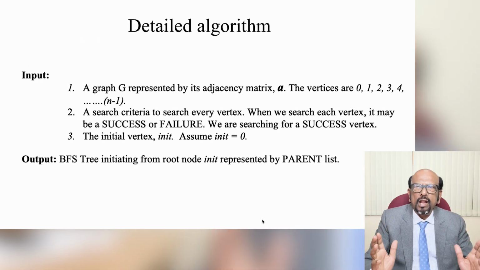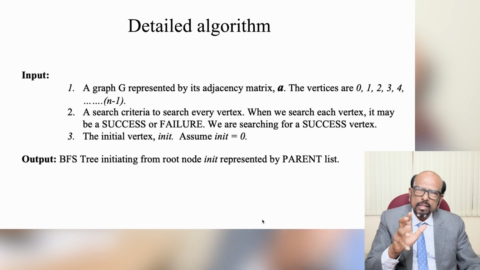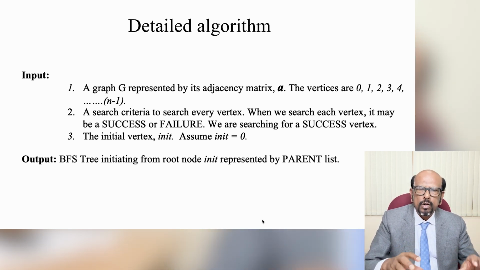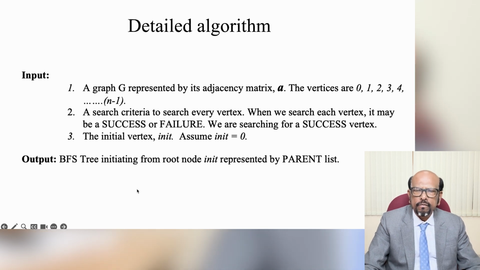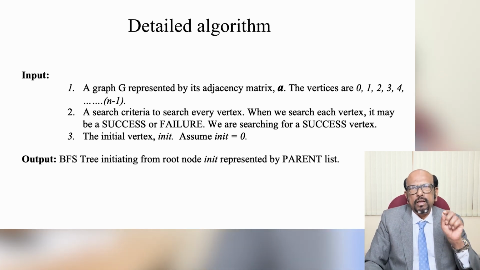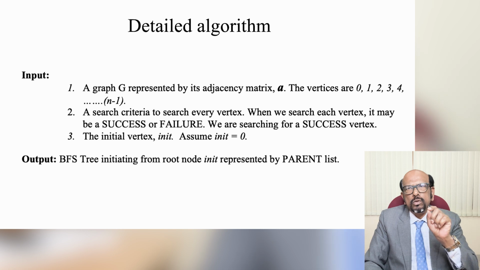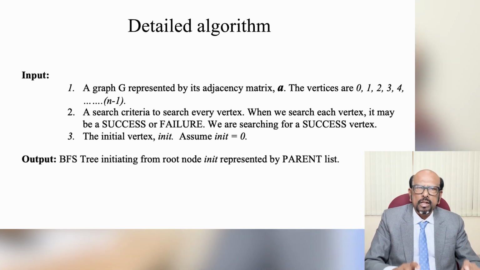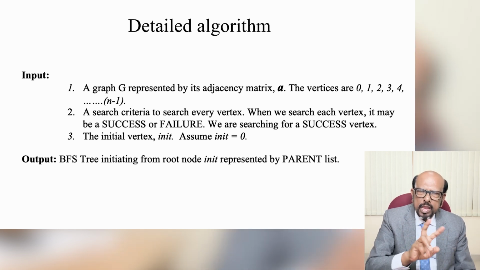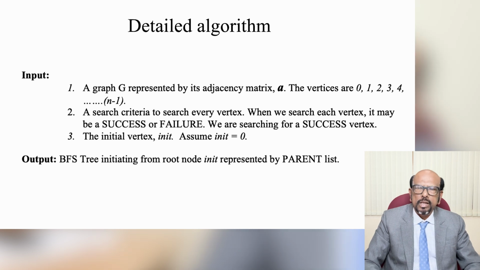So let us now develop a detailed algorithm so that this can be converted into a Python program easily. What is the input? A graph. The graph is represented by the adjacency matrix. If the nodes are 0, 1, 2, 3 up to n minus 1, then there is an n by n matrix where A of i j equals 1 if i and j are adjacent. So it is represented by the adjacency matrix.